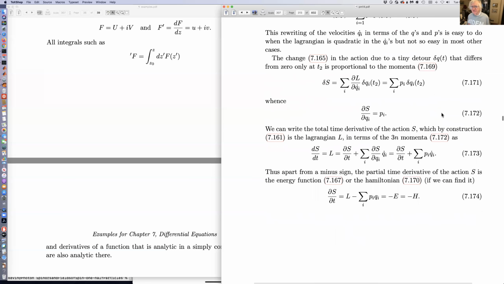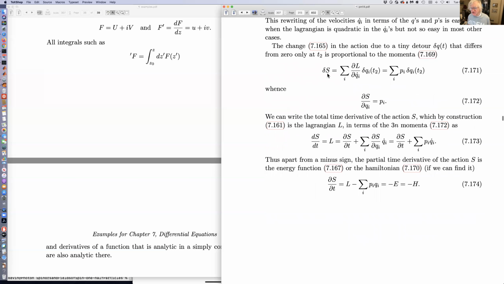Another way of thinking of all of this is to say that the change in the action is partial L partial QI dot change in QI.